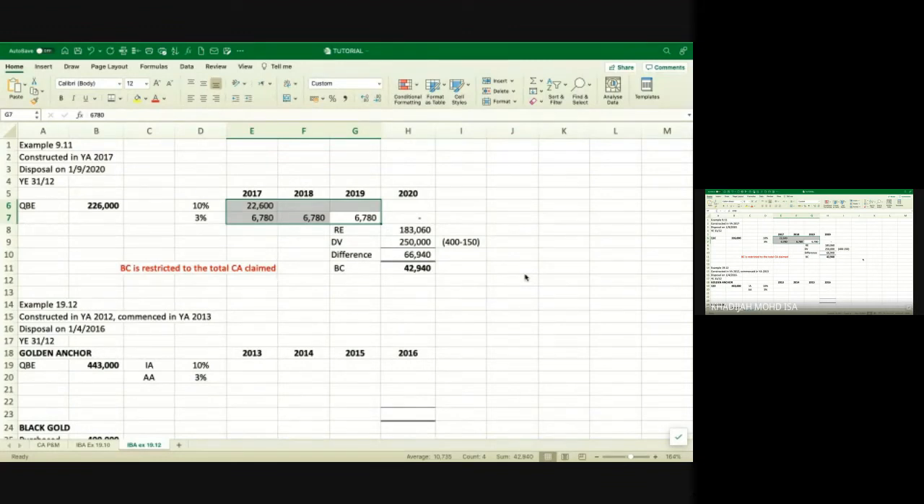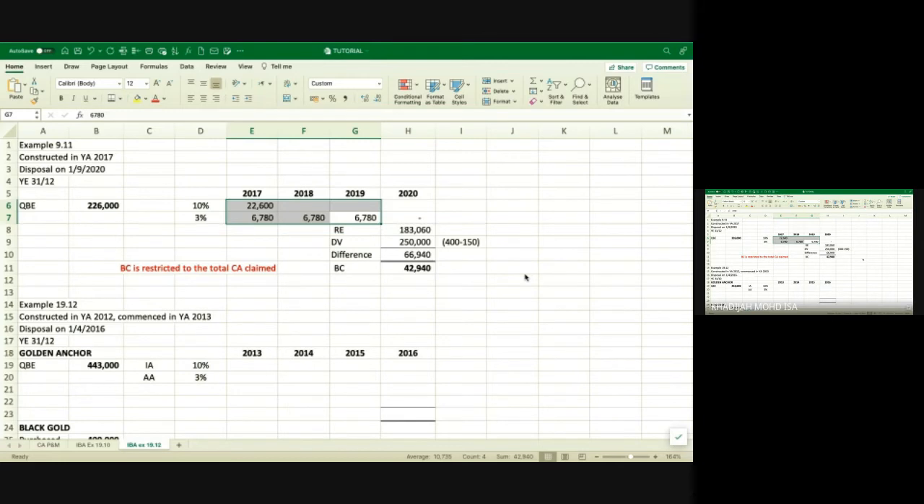You can revise only if it gives you a higher tax liability. So in this case, if you have submitted your tax return where you claim your BC as 66,000, then you want to revise to say that, oh, I did it wrongly, I want to claim my BC 42,000 only, you cannot do that. Why? Because revision only allows when it gives a higher tax liability. If it lowers your tax liability, you cannot revise. It's so unfair, but that's the law.